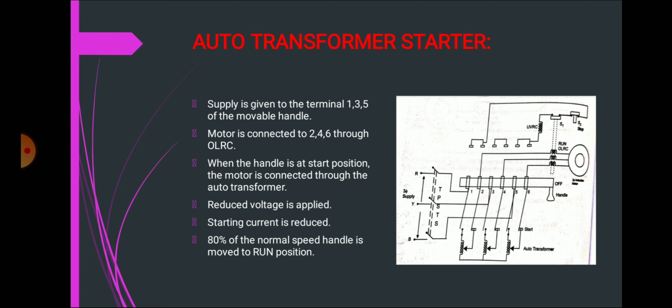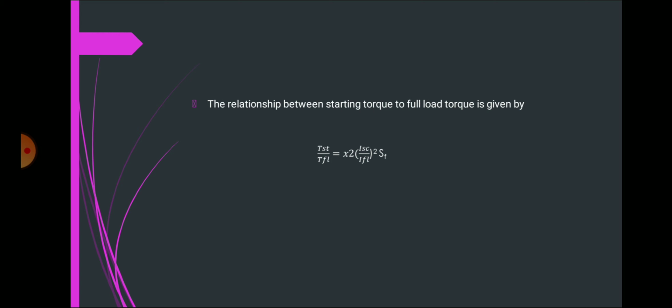Next one is the auto transformer starter. This starter is used to give a reduced voltage to the three-phase induction motor to limit the starting current. The reduced voltage is obtained by an auto transformer. The supply is given to terminals 1, 3 and 5 of the movable handle, and the motor is connected to 2, 4 and 6 of the handle through an OLRC, that means overload release coil. Low voltage protection is achieved by means of UVRSC, under voltage release coil. The relationship between the starting torque and full load torque is x squared into ISC divided by IFL, the whole squared, into SF.